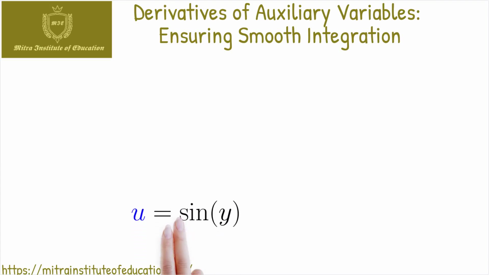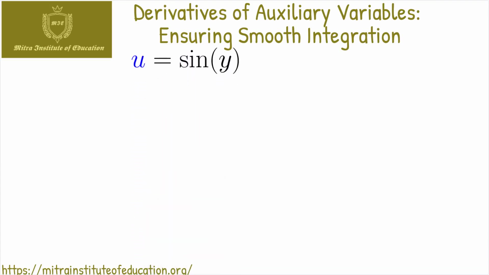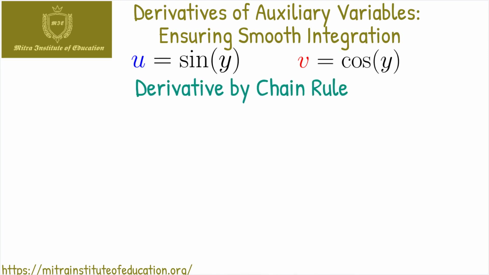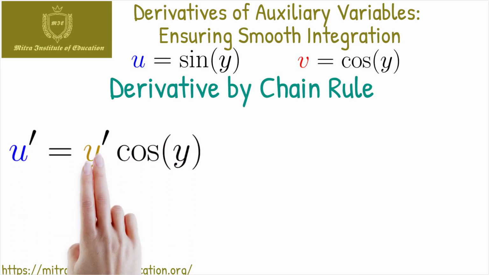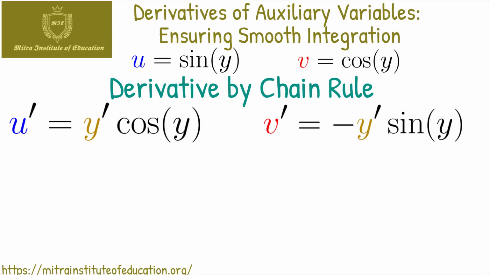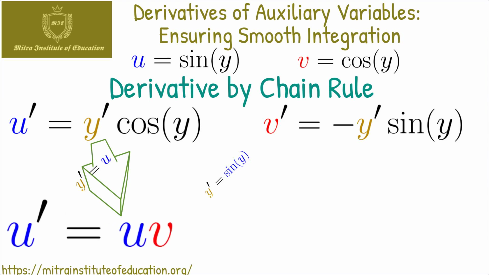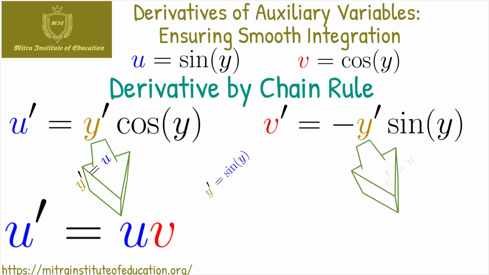Now, we need to find the derivatives of both u and v. Since y is a function of t, we'll apply the chain rule to calculate these derivatives. After finding the derivatives, we'll express them in terms of only u and v. If you look closely at the derivatives, you'll notice that on the right-hand side, we avoid non-algebraic functions like sine or cosine and have polynomials in terms of u and v. This ensures smooth integration during iteration, making the solution more manageable.